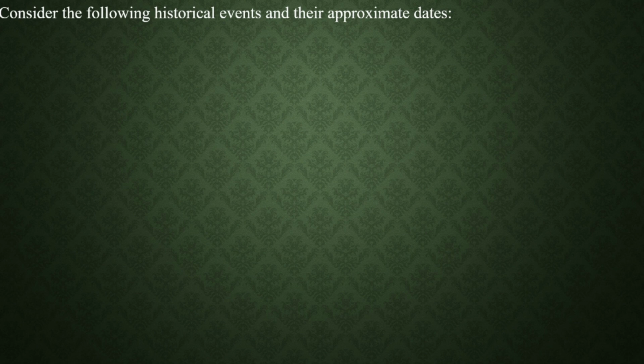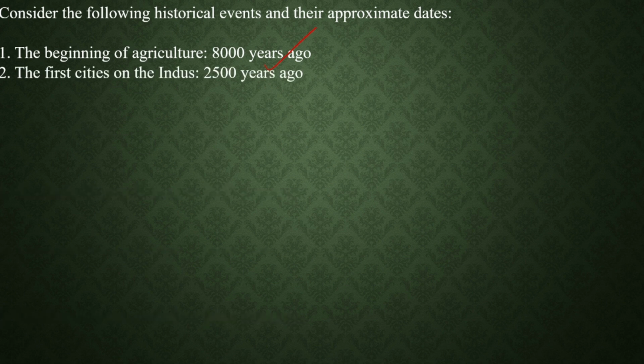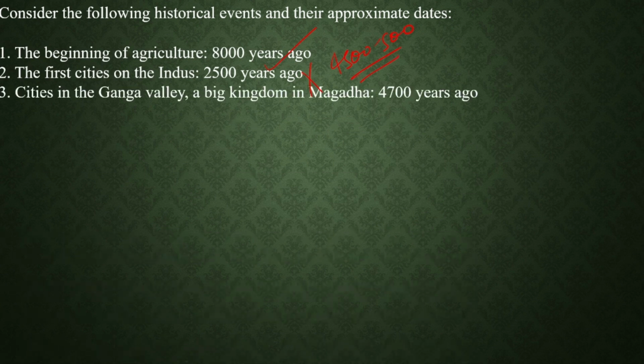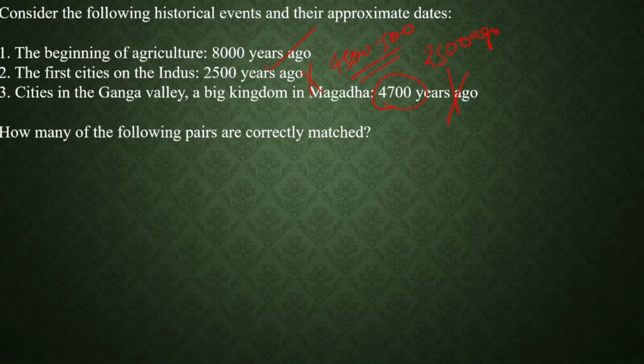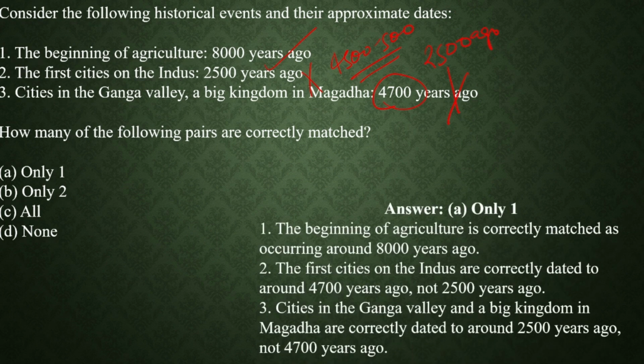Consider the following historical events and their approximate dates. Beginning of agriculture around 8,000 years ago. Yeah, it is true, as you can discuss in your class with NCERT. The first cities on the Indus were 2,500 years ago. False. This is around 4,500 to 5,000 years ago. So this statement is false. The cities in the Ganga Valley and a kingdom in Magadha about 4,700 years ago. Ganga Valley, right? No, this is false. It is 2,500 years ago, around 500 BC. So how many of the statements are correctly matched? So what will be the answer? Only one should be the answer of this question, student. Other statements are false. All right.